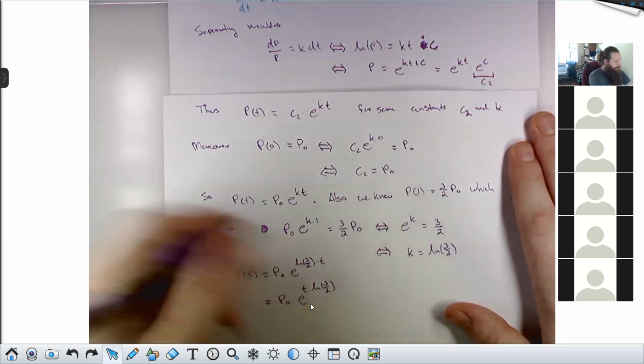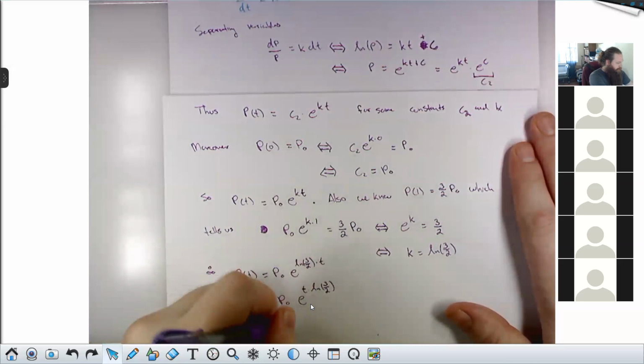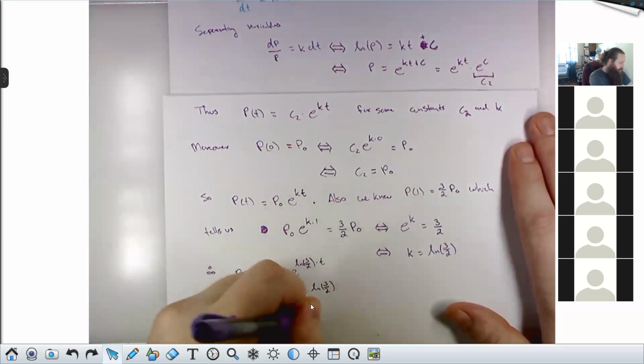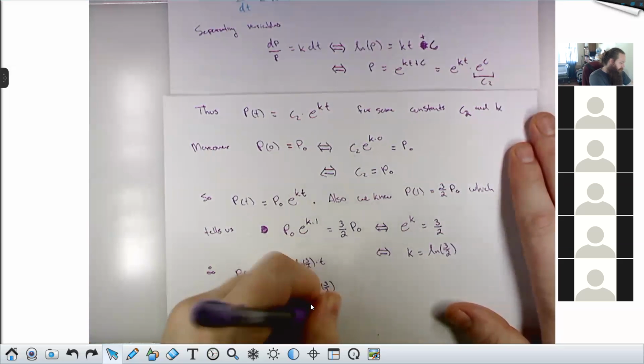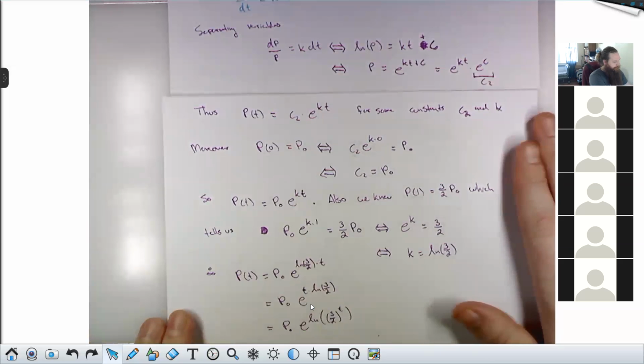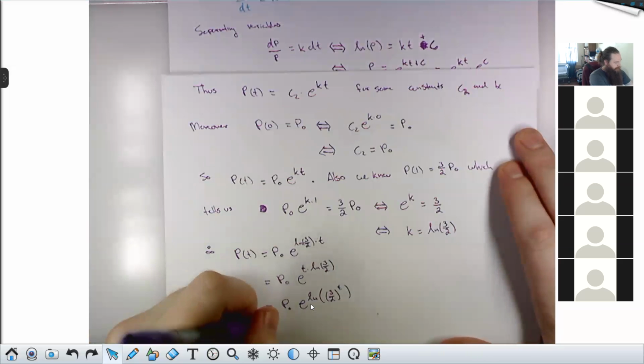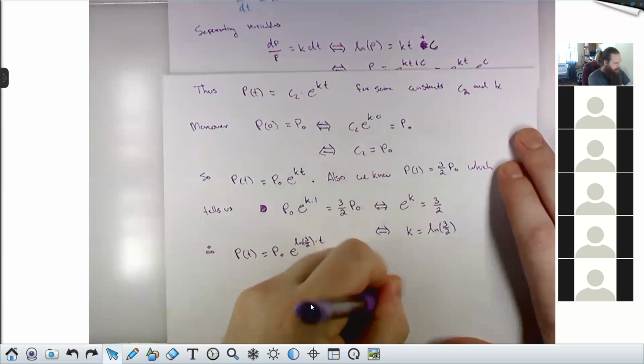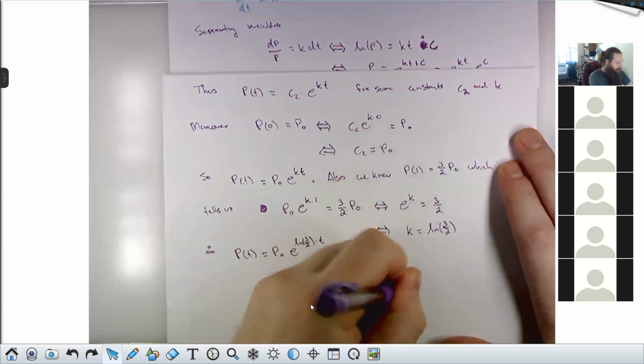Something times t is the same as t times that thing. And then this is P naught e to the ln of 3/2 to the t. And then that e raised to the natural log of something is just that thing. So this is 3/2 to the t.